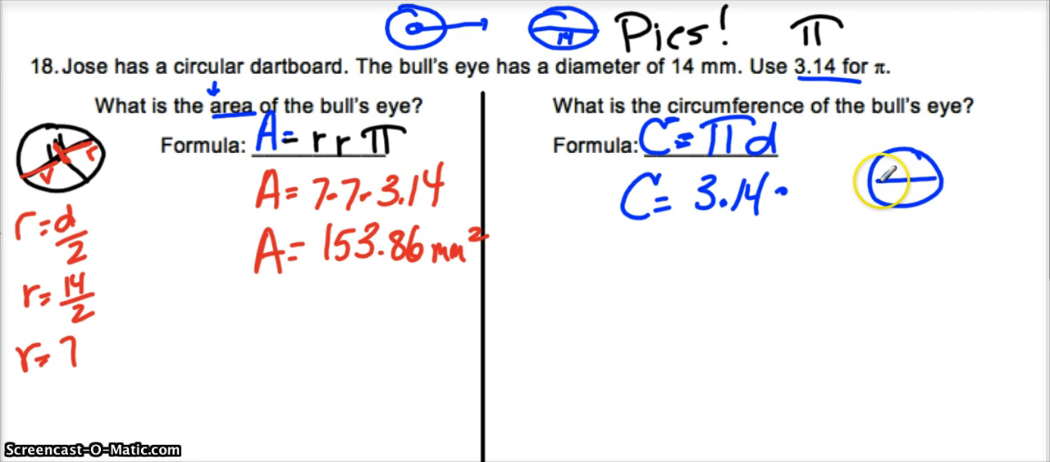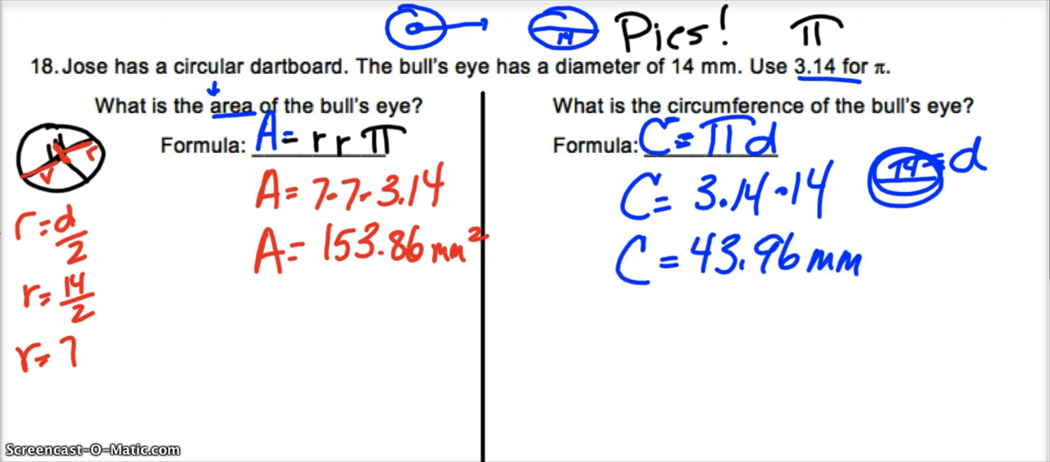It says the bullseye has a diameter of 14. You don't have to do anything to that number. It's perfect just the way it is. 14 is the diameter, so you put 14 in the formula. Now the calculator does the rest of the work. The circumference of this bullseye, the distance around, would be 43 and 96 hundredths millimeters. Now, this one would be a good place to use 22 over 7 as a value of pi.